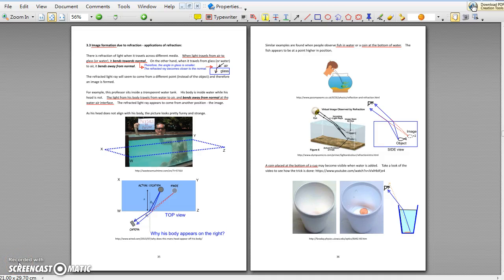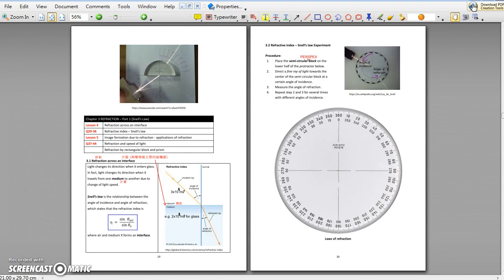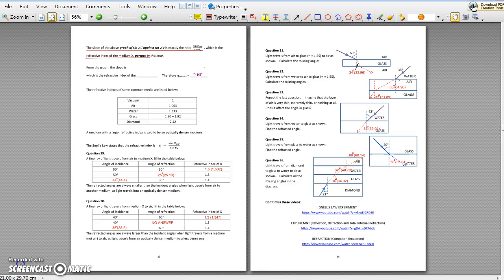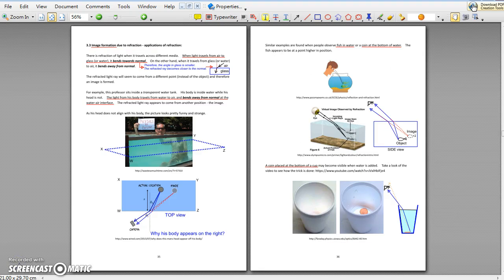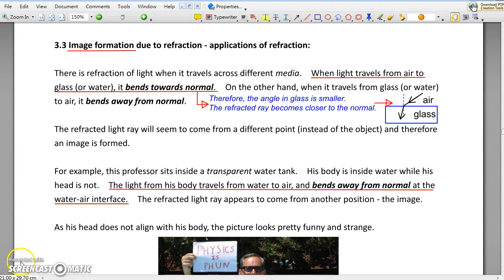This is your second lesson on reflection. Last time you did the Snell's law experiment and learned how to do calculations using Snell's law. This time you will see different applications of reflection. There are 4 different sections in this lesson.